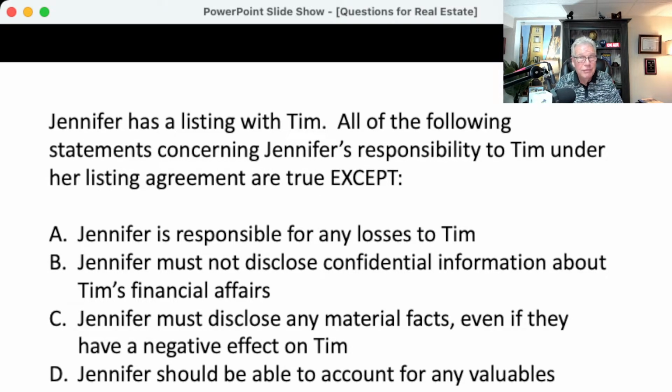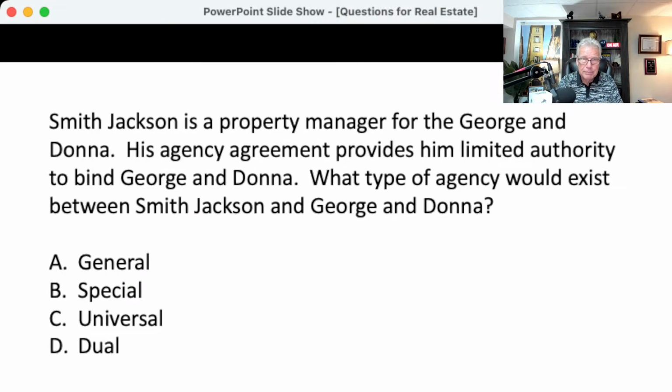Well, C's true. And D says Jennifer should be able to account for any valuables entrusted to her on Tim's behalf. Well, we know that's true. So the correct answer would be A. All of those other choices are true. Jennifer is responsible for any losses to Tim. No, that's not true. So no, we know that answer for sure.